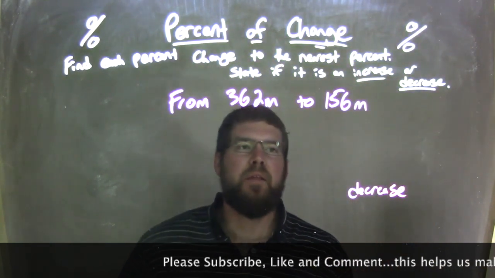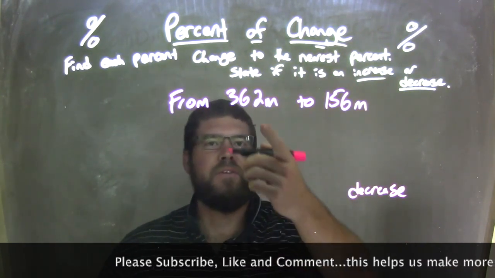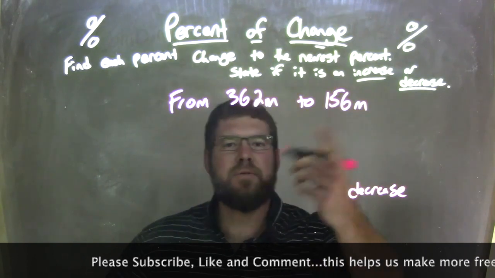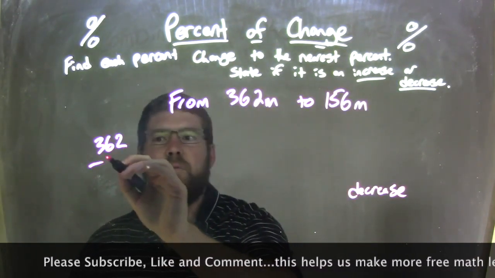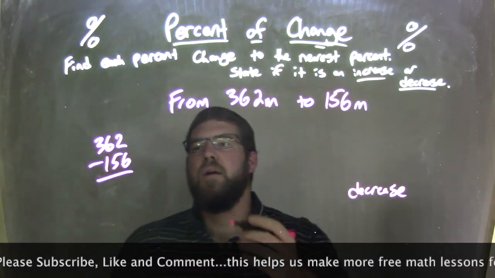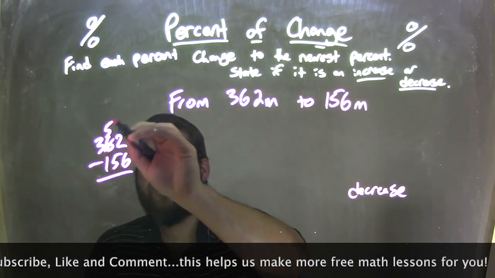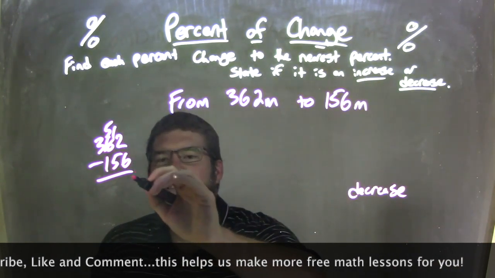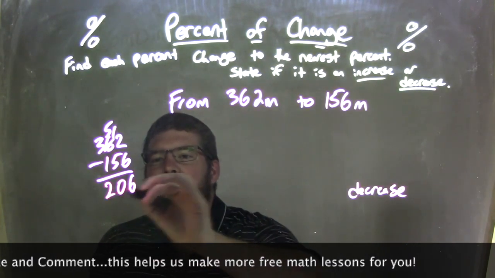Then I need to see, okay, it's a decrease. How much of a decrease? Well, let's subtract. We take a large number, subtract it by the smaller number. So 362 minus 156. It's the traditional method, so that 6 should be a 5, and this is a 12. 12 minus 6 is 6. 5 minus 5 is 0. And 3 minus 1 is 2.